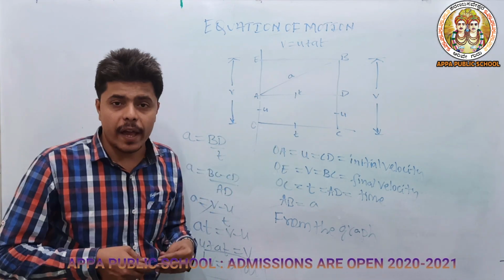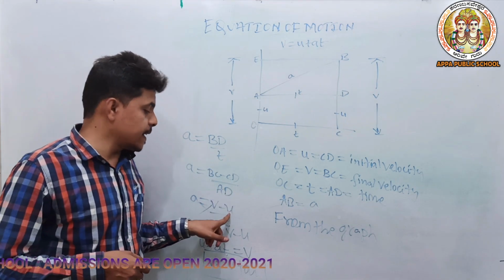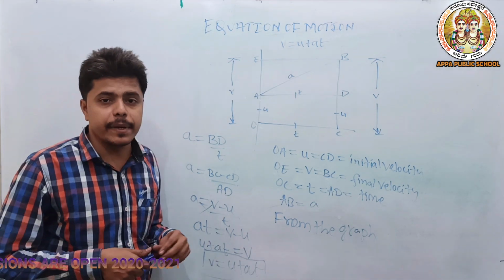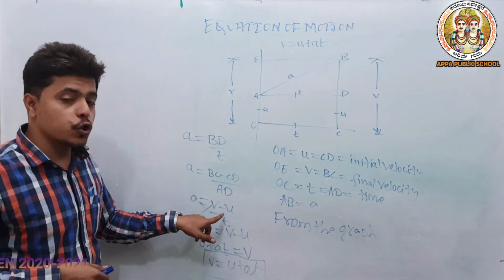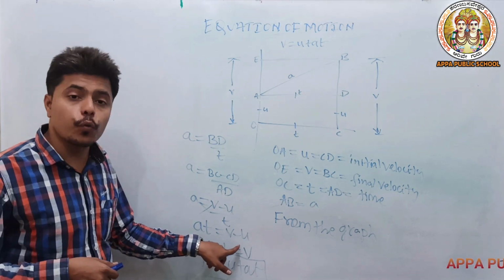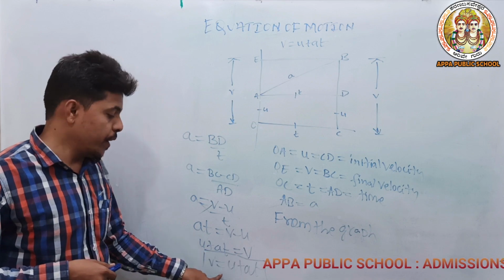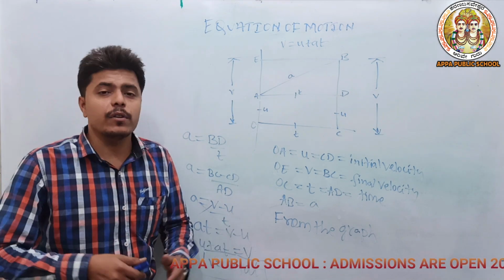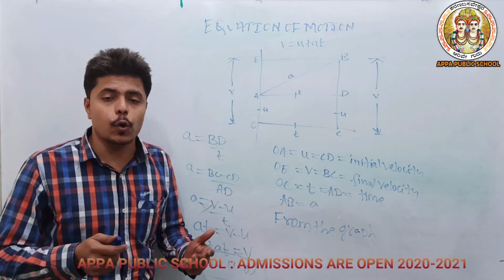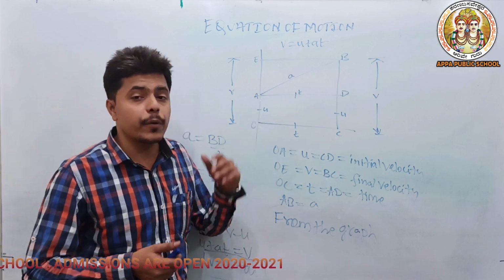So I am substituting the values. BC is nothing but V, CD is nothing but U, AD is nothing but time taken. So A is equals to V minus U by T. When I cross multiply, I will get AT is equals to V minus U. That is nothing but U plus AT is equals to V. V is equals to U plus AT. So we have derived the first equation of motion, that is V is equals to U plus AT. Velocity time graph relation by graphical method we have derived.